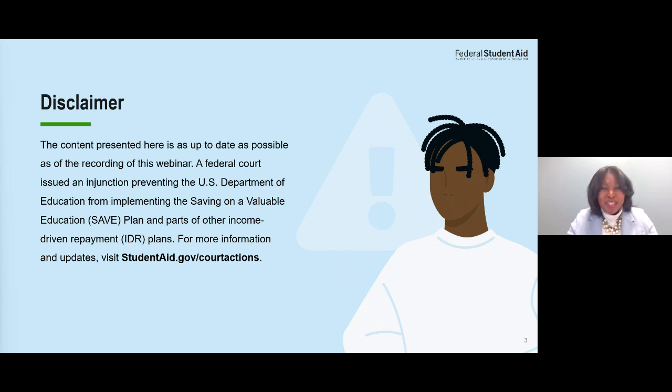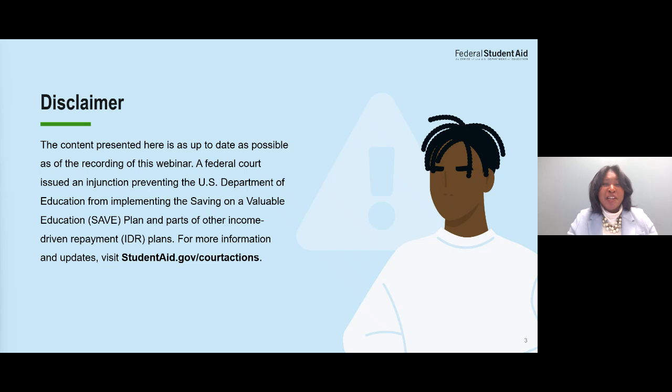To all borrowers who were enrolled in SAVE, I know that you have lots of questions and you're looking for updates. All updates to the injunction by the federal court, what it means for you, and all your frequently asked questions can be found on the website that you see on the screen, StudentAid.gov/courtactions. All updates will be placed there for your convenience.